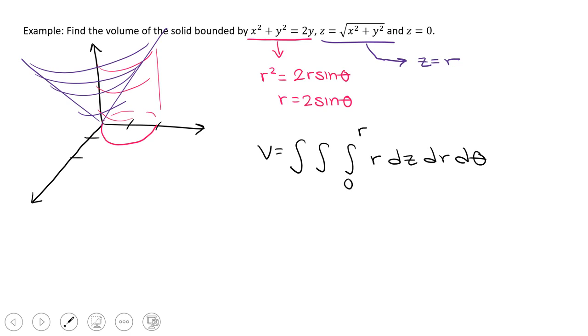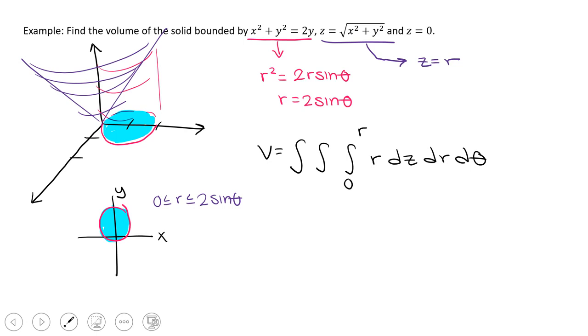All right, so now I'm going to set up my integral. I'm just integrating 1 dv, which in cylindrical coordinates is r dz dr d theta. I'm going to start by putting in my bounds of integration for the z values, the heights of this object. The bottom of this object is z equals 0, the xy plane. The top of this object is the cone, what I've drawn in purple. And the equation of that cone is z equals r. So top is the cone, which is z equals r. Bottom, z equals 0.